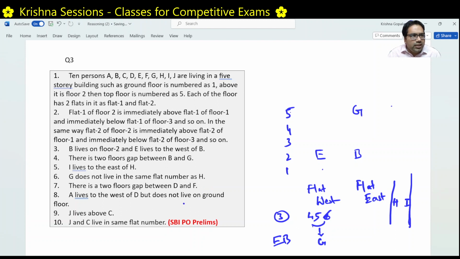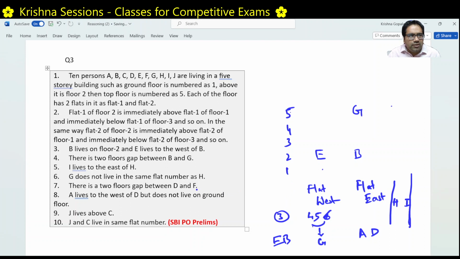Right. Now, A lives to the west of D. This is D. This is A. But A does not live on the ground floor. That means D is also not living on the ground floor. Right. But there is a two floor gap between D and F. A and D are not living on the ground floor, and there must be some F which is two floors away from D.